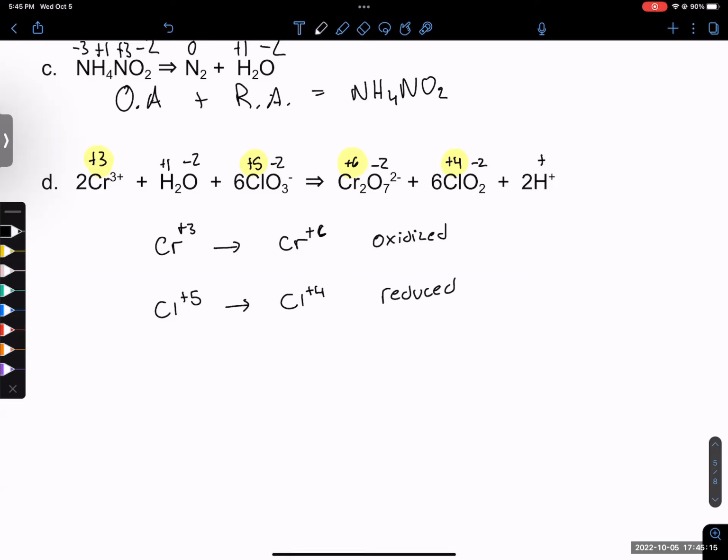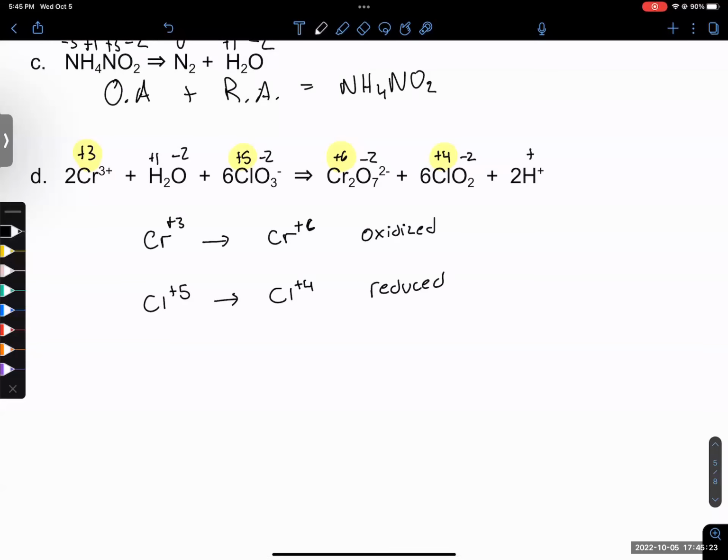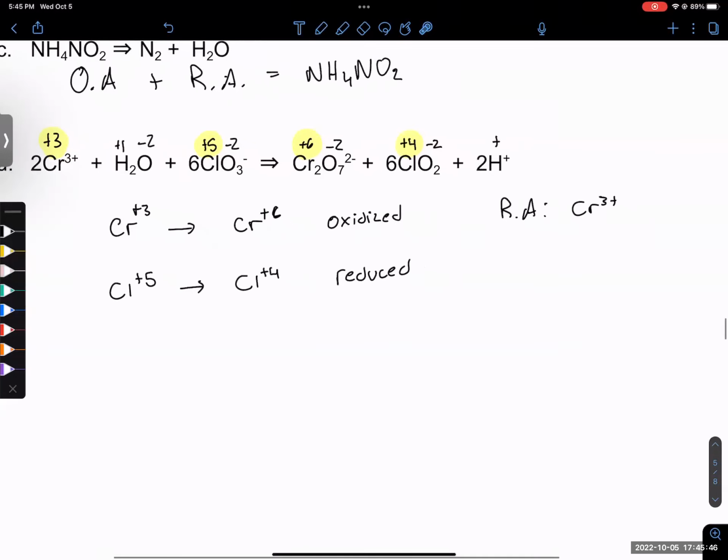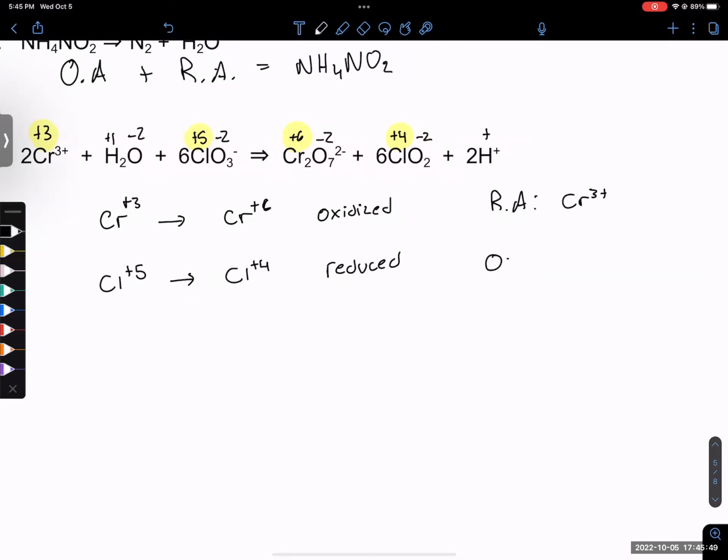That tells me what about the oxidizing and reducing agents? The reducing agent is chromium, Cr3 plus, and we can say that because that's actually a reactant, right? And then the oxidizing agent would be what? Chlorate.